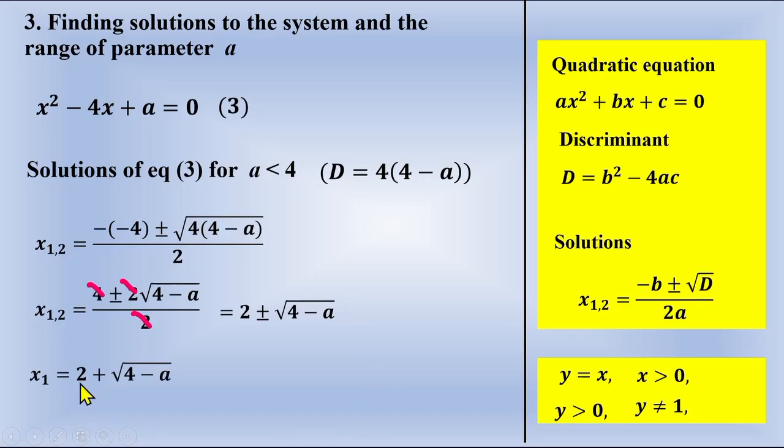For x1 we select 2 plus the square root. Correspondingly, the first solution for y is equal to x1. Similarly, we can write the equation for x2, and y2 equals x2. So now we know the roots of this equation at a smaller than 4. But this is not the final answer because we didn't take into account the restrictions for y and x which we found previously. They are shown here.